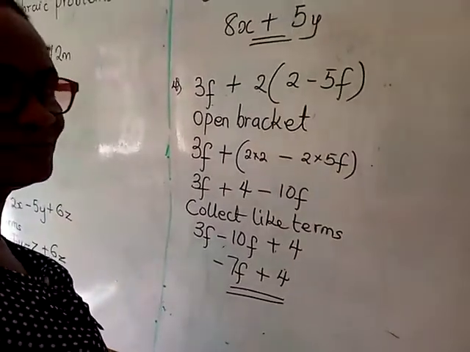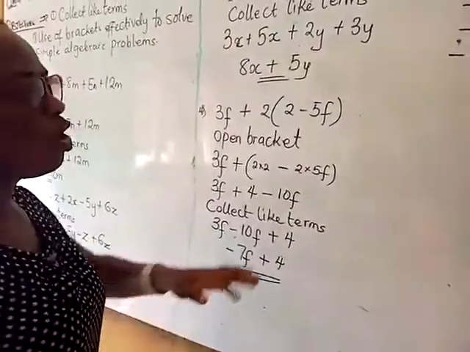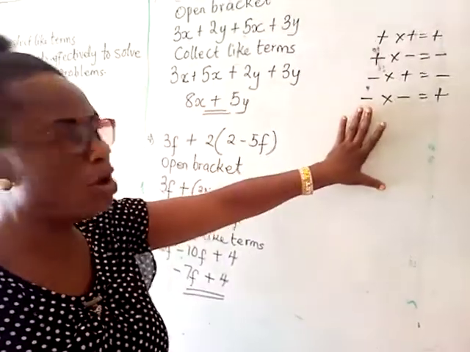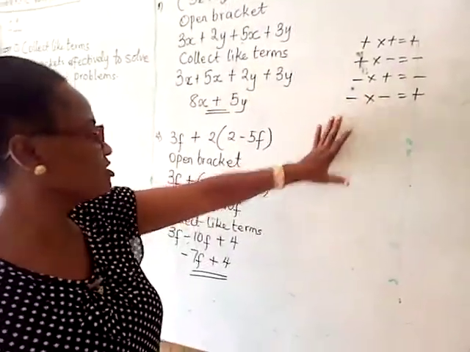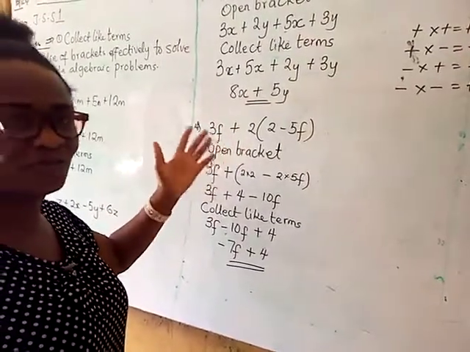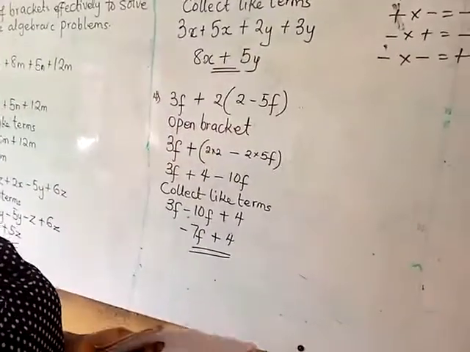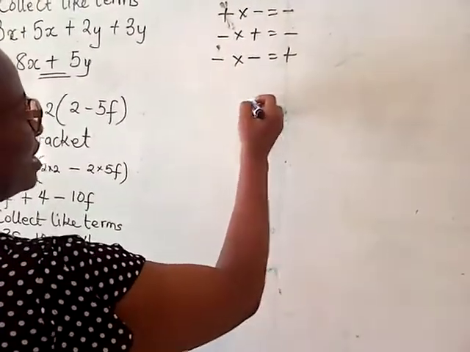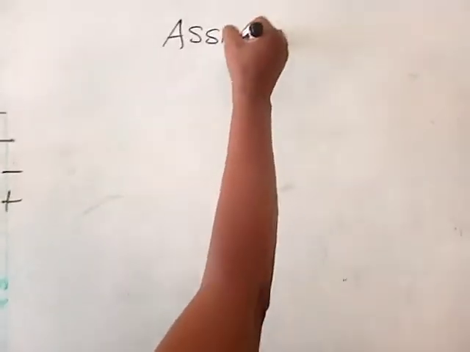So if you look at it, with what we have here now, always put it in mind to remember the sign rules when you are multiplying. Put it in mind to remember the sign rules on how to remove your brackets when you want to simplify our algebraic expression. With this, I want to believe you understand, and let's give an assignment for you to write it.